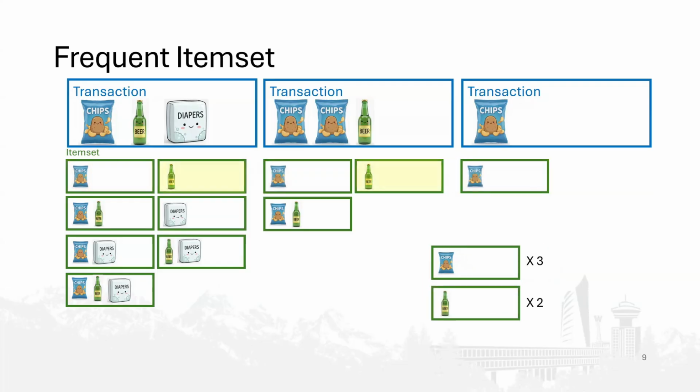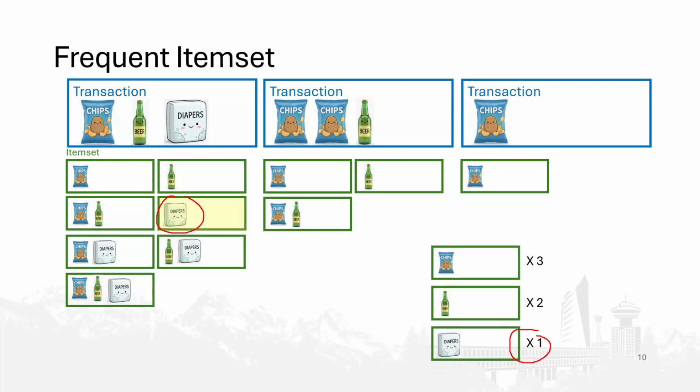Now we do the same thing. We count the number of times the 1-item set beer appears. It appears 1 time in the first transaction, and another time in the second transaction, so a total of 2 times. Do the same thing for the diaper. We have the diaper appearing once in the first transaction and only in the first transaction. So the 1-item set of diapers appears only 1 time.